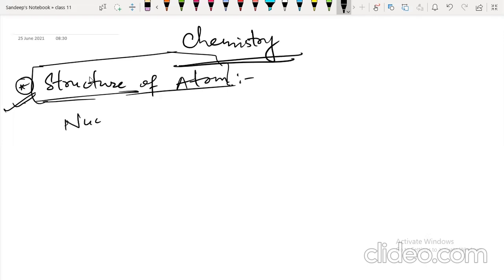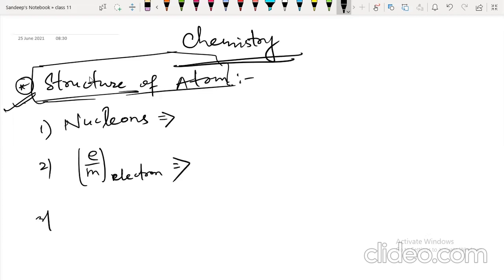What is the meaning of nucleons? You have to answer these questions. What is the E by M value for electron? Both can participate. What is the ratio E by M for proton to that of E by M for alpha particle? Fourth question.